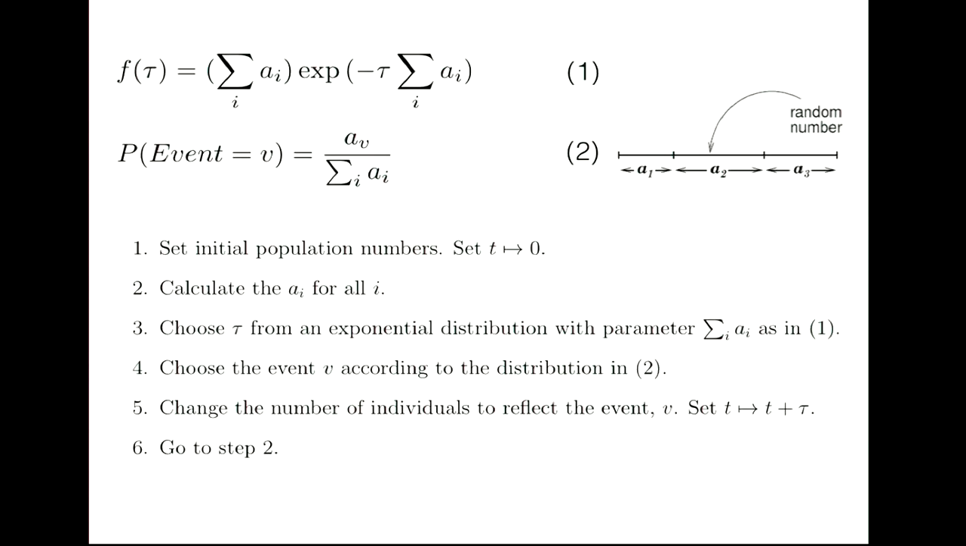So there are these two parts: writing the probability f of tau for a particular event, and then finding out which. The first step is finding out how long it takes for the next event. The second step is to find out which event happens next.